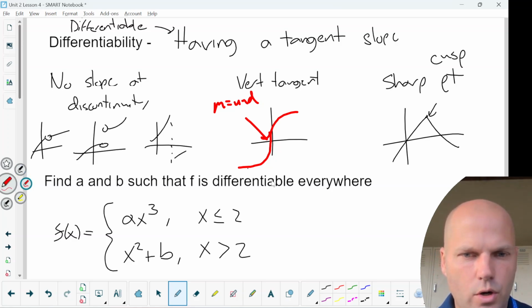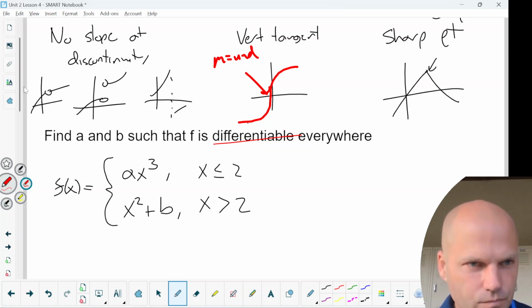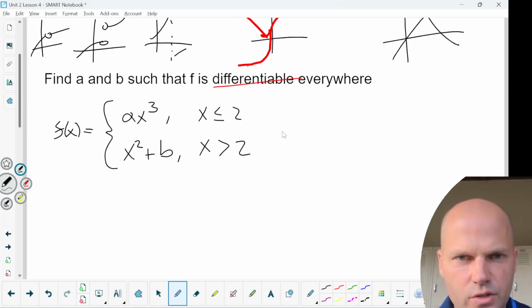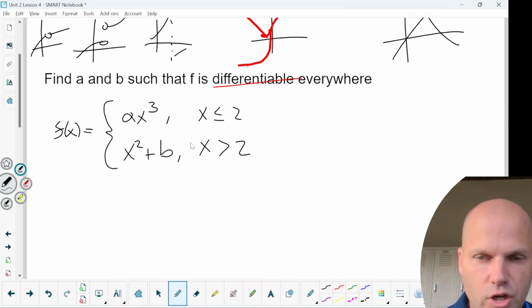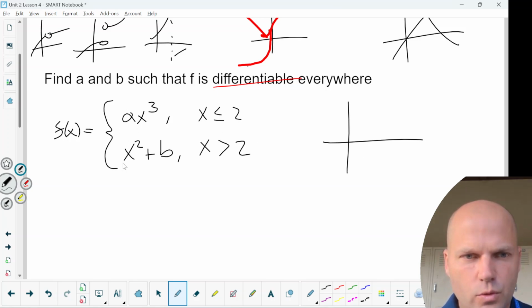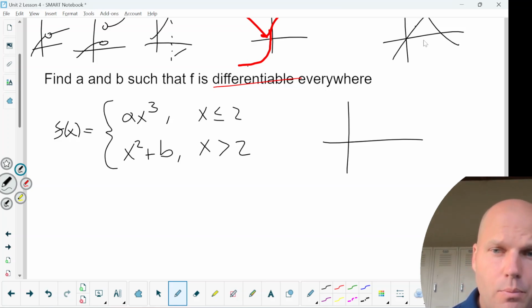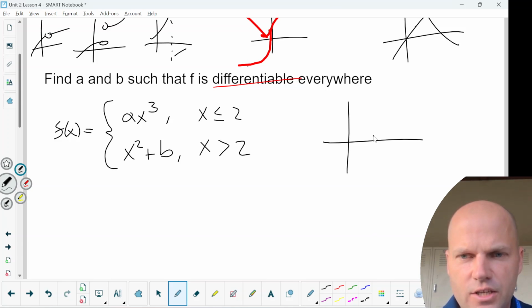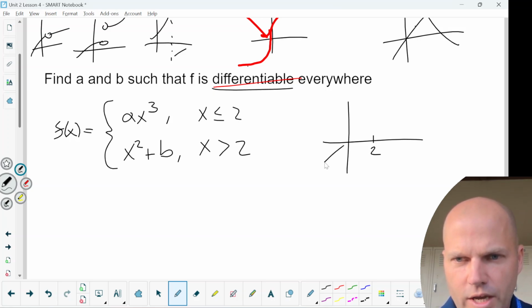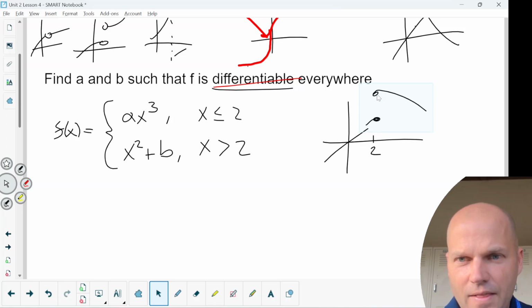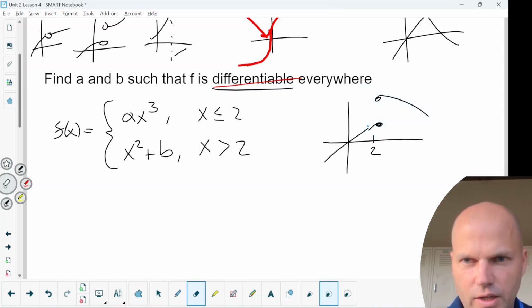Now, a way to test you on your understanding of differentiability is by giving you a piecewise function. And we know that piecewise functions could have jumps. So what we want to do with this piecewise function is ensure we don't have a jump and ensure that when we meet up, we meet up smoothly and we don't have a sharp point. So there's two things that need to occur for this piecewise function to be differentiable everywhere. We've got to make sure the piece on the left meets up with the piece on the right.